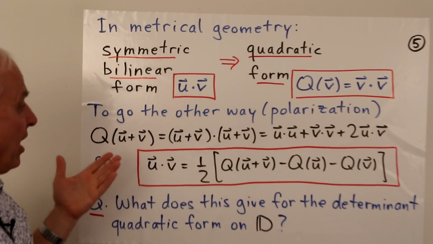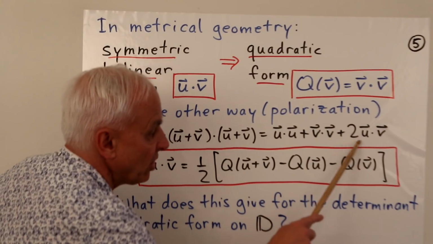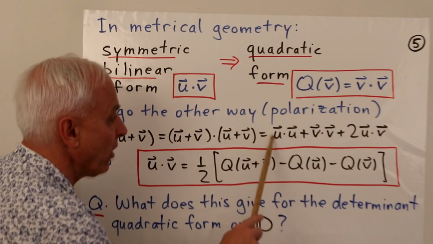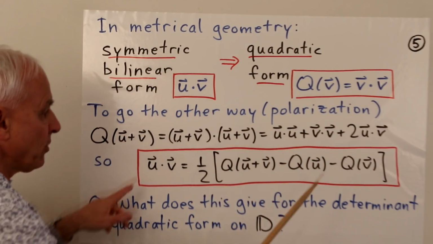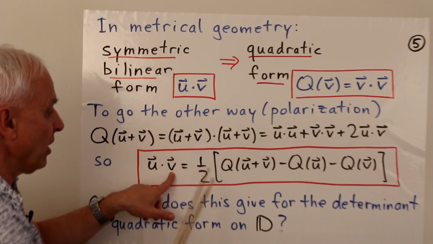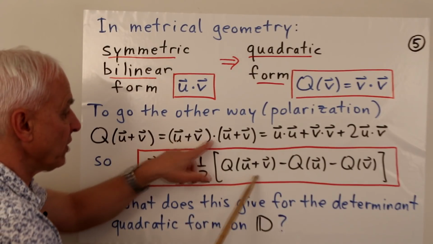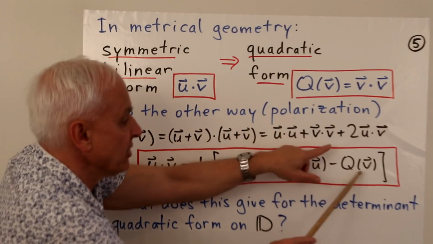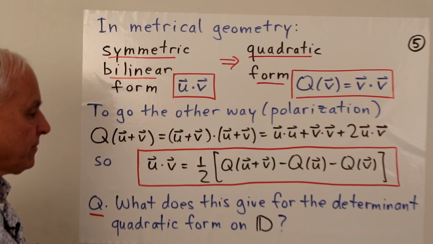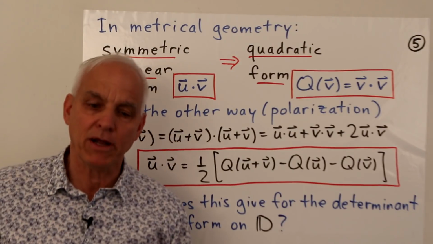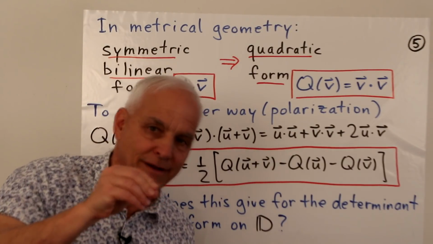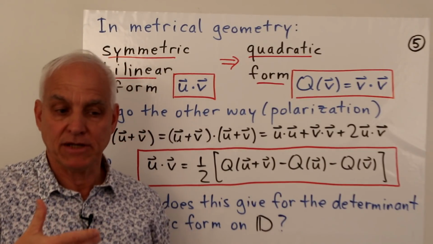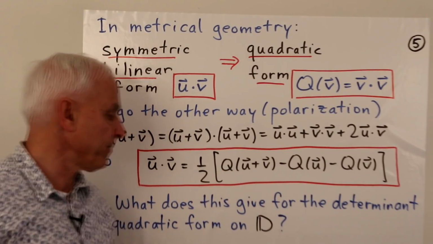And now you stare at this, you see, we can now determine this dot product because this thing's actually a quadrance, this is a quadrance, and this is a quadrance. In other words, we can solve for u dot v to get 1/2 of the quadrance of u plus v, minus the quadrance of u, minus the quadrance of v. So this is the well-known polarization formula that allows you to recover the symmetric bilinear form that gives rise to a quadratic form.